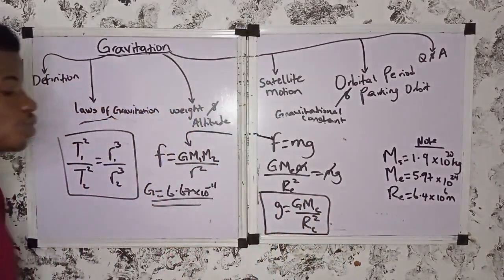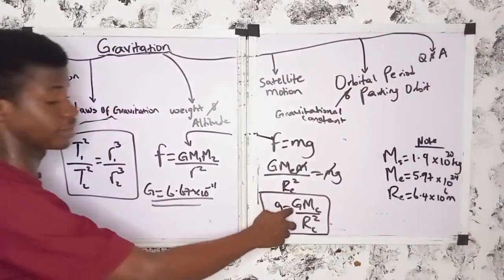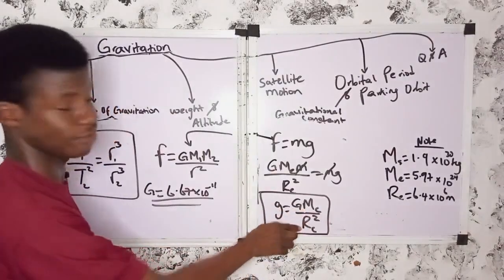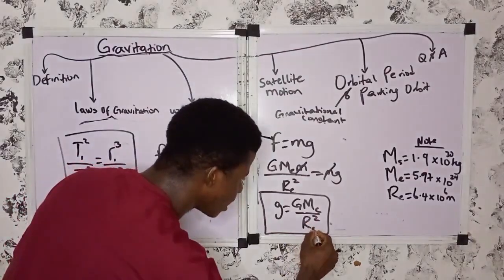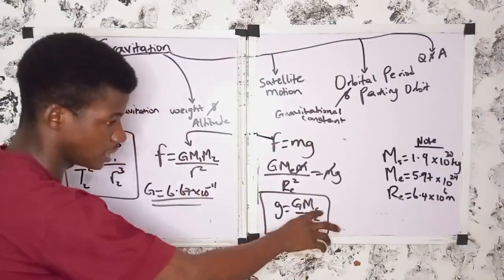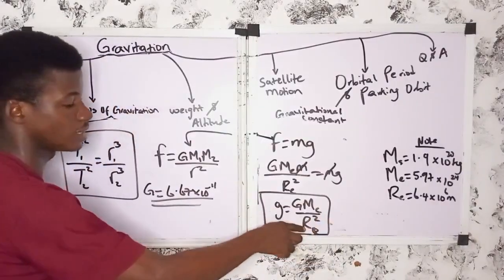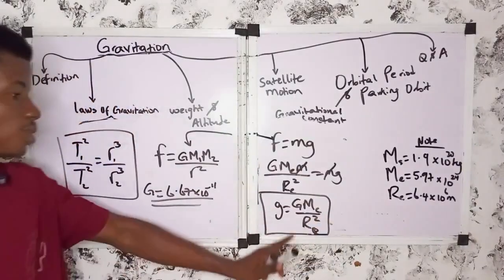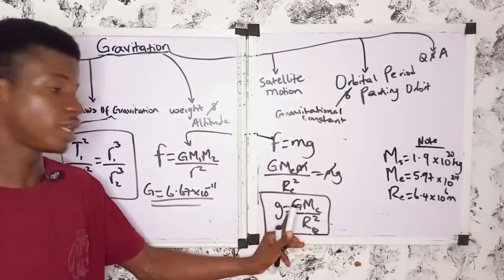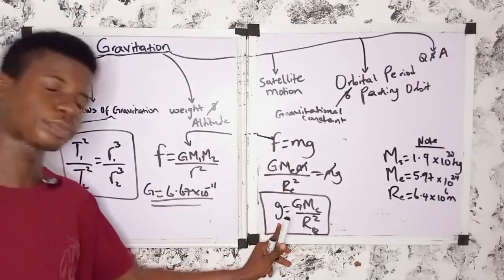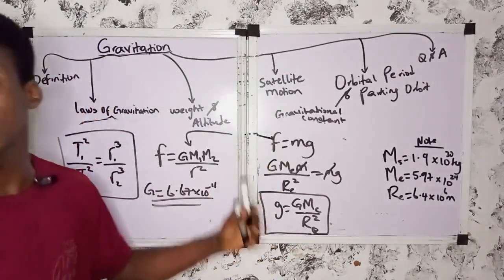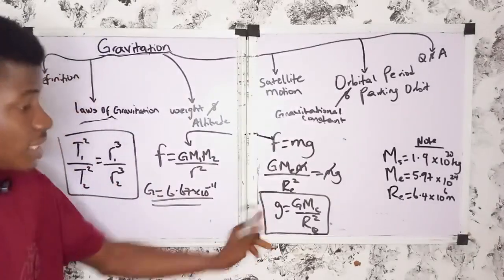g is the gravitational constant times the mass of the earth divided by the radius of the earth. You see this letter E here? This E stands for earth. So mass of the earth, radius of the earth. This is the formula for g. This can also be called gravitational intensity.